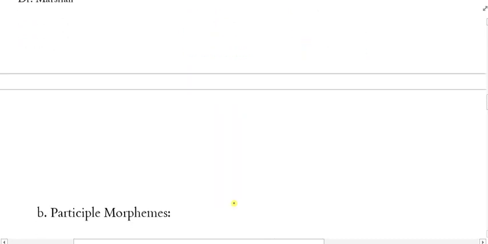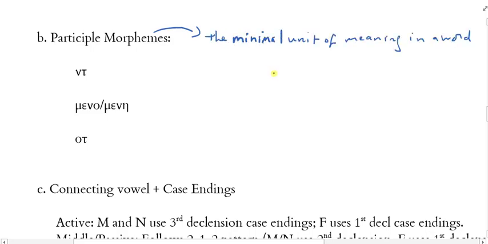So you can choose your stem. The participle will also be constructed of participle morphemes attached after the stem that's chosen. Now, how many of you know what a morpheme is? And this is not a drug, in case you were wondering. What is a morpheme? Okay, yes, it is. A morpheme is the minimal unit of meaning in a word.